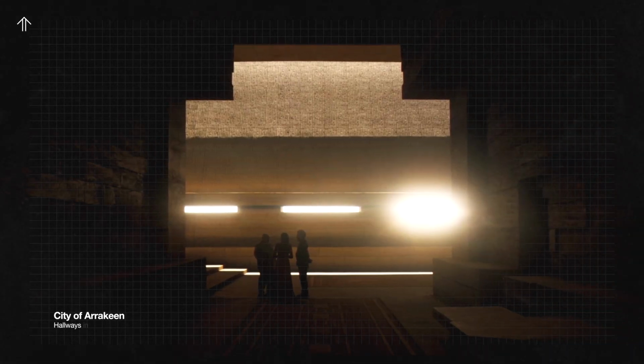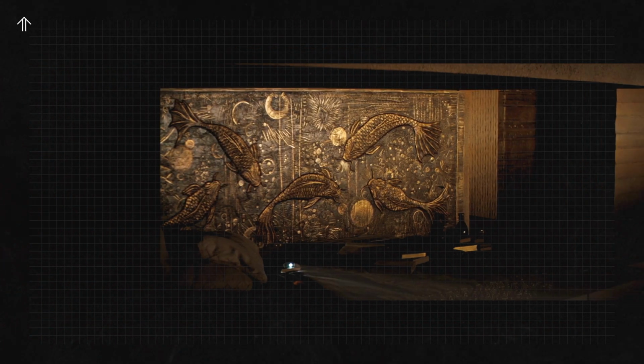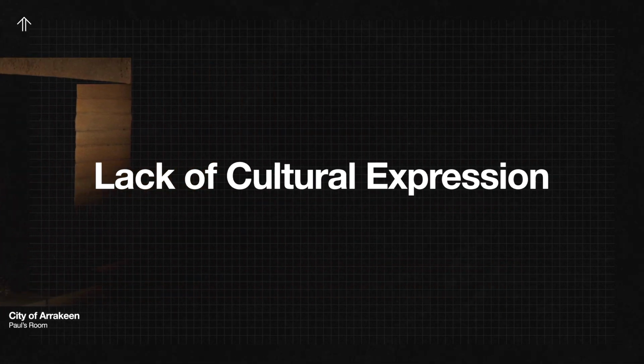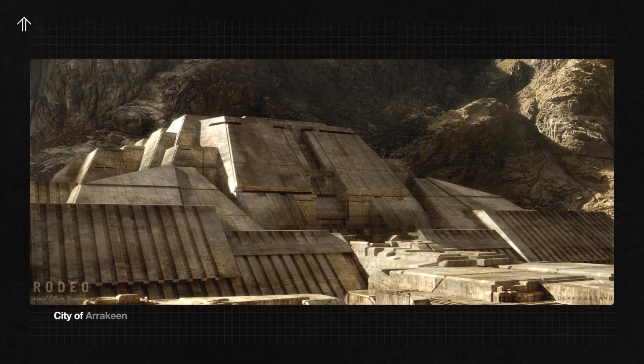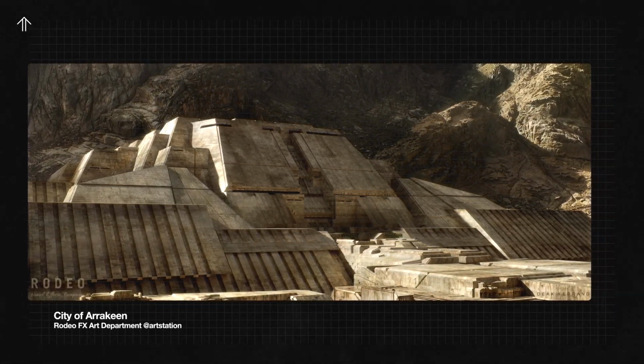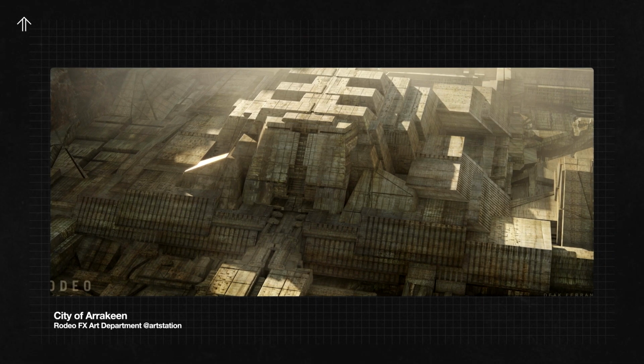For example, the interiors of buildings, particularly on Arrakis, often feel more like corporate lobbies than homes or spaces where people interact with the environment. 2. Lack of cultural expression. The architecture in Dune leans heavily into grand monolithic structures, but there's very little in the way of ornamentation or details that convey the rich cultures of the various groups in the universe.